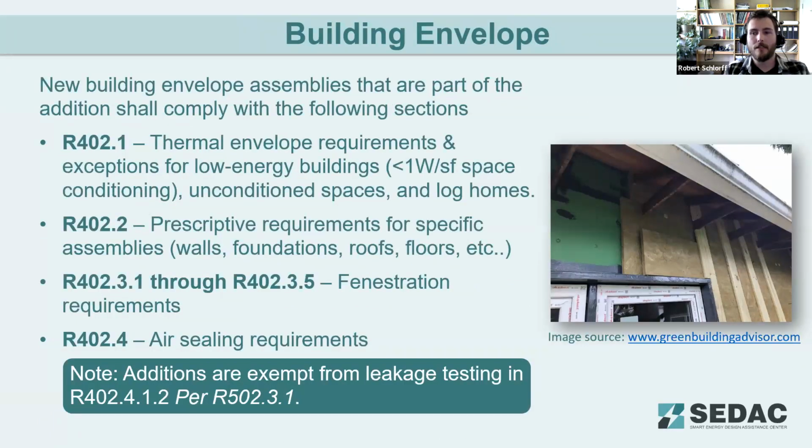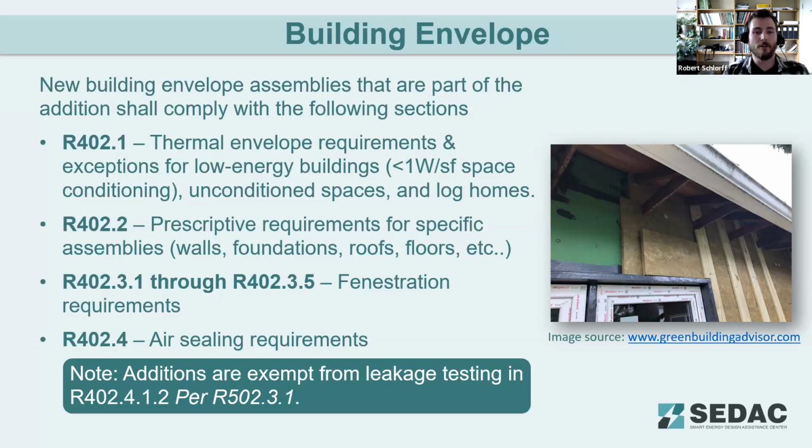Building envelope. Looking a little bit more specifically at the building envelope, new building envelope assemblies that are part of the addition shall comply with the following sections: thermal envelope requirements and exceptions for low energy buildings, unconditioned spaces, and log homes. So if the project is low energy, unconditioned, or a log home, it would be exempt from the thermal envelope requirements, just as it would if it was new construction. Getting into section R402.2, prescriptive requirements for specific assemblies, so walls, foundations, roofs, and floors. Those assemblies need to meet those requirements as if they were new construction.